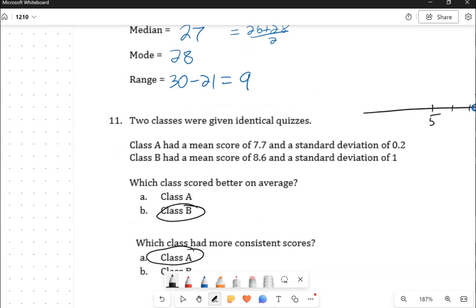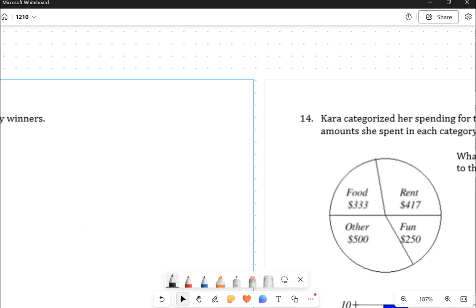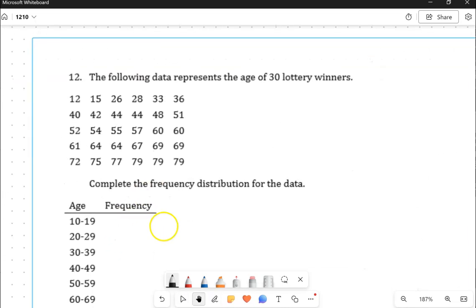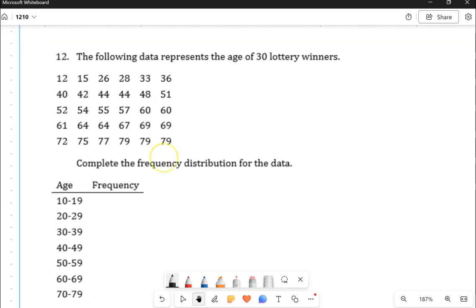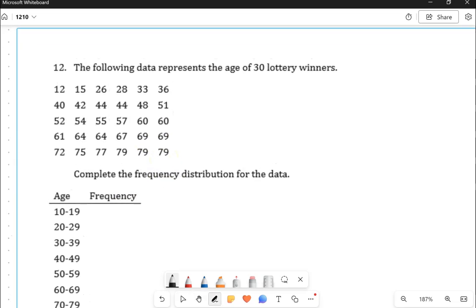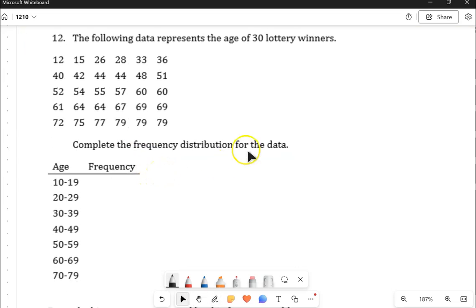Okay, that is question 11. We're on to question number 12. We're getting there. Question number 12. Here's a bunch of data. Happily, they're in order. That's sometimes the hardest part of statistics, is putting all the data in order. It's where it's nice to have a tool like Excel that does it automatically. Complete the frequency distribution for the data.